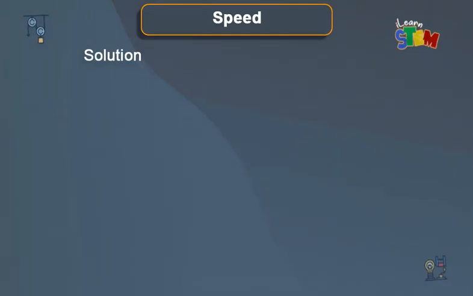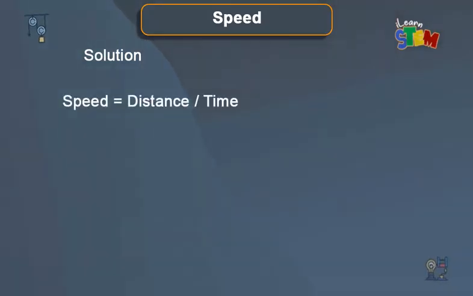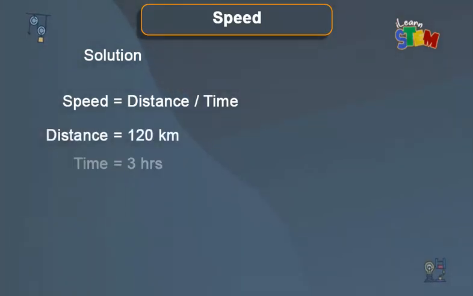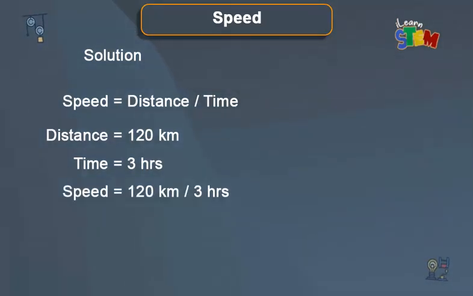Remember, the formula used to calculate speed is distance divided by time. And the distance is 120 kilometers, while the time is 3 hours. So, the speed will be 120 kilometers divided by 3 hours, which will give us 40 kilometers per hour. Next, we are going to talk about velocity.